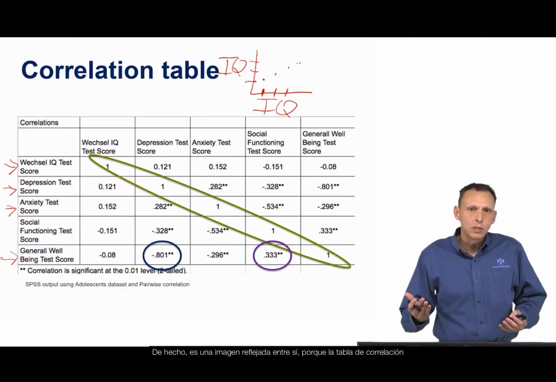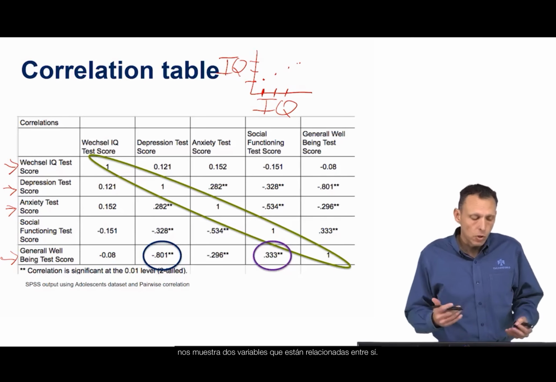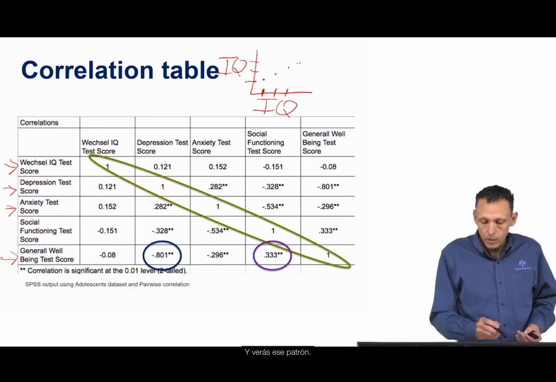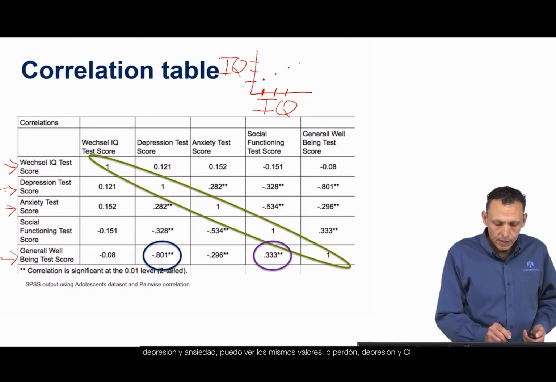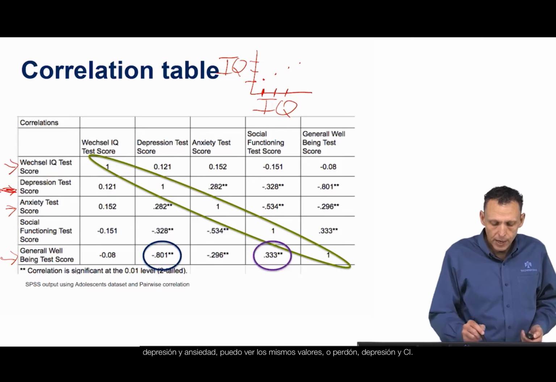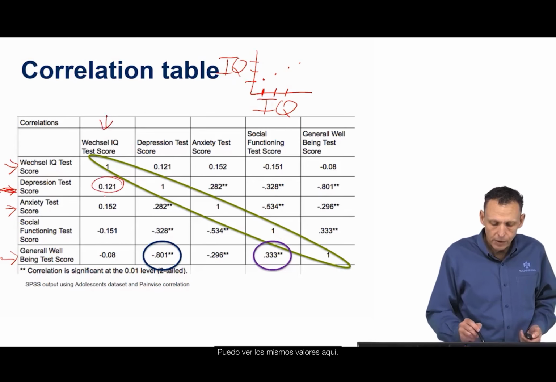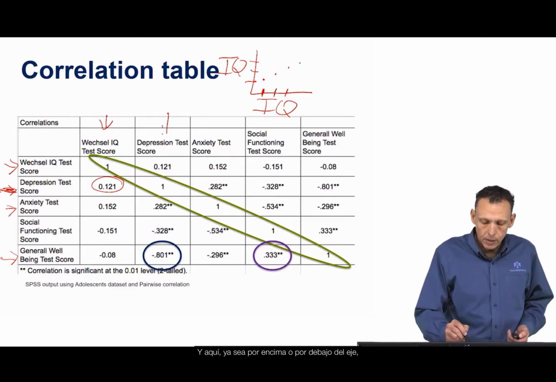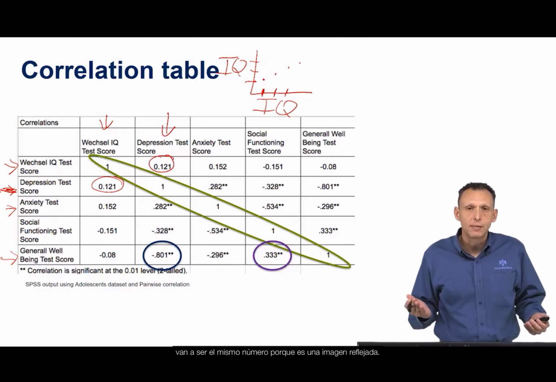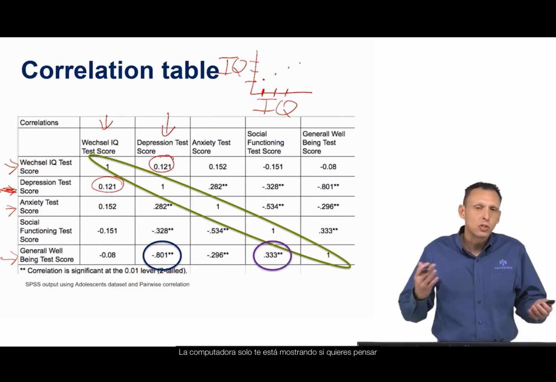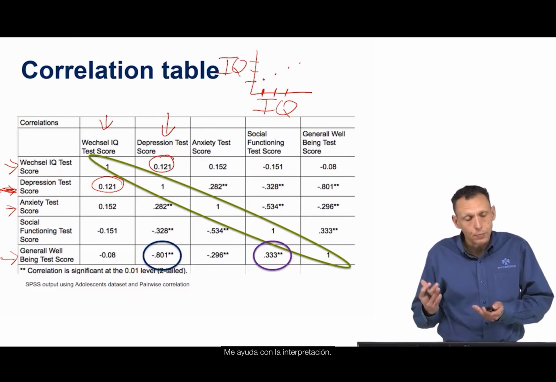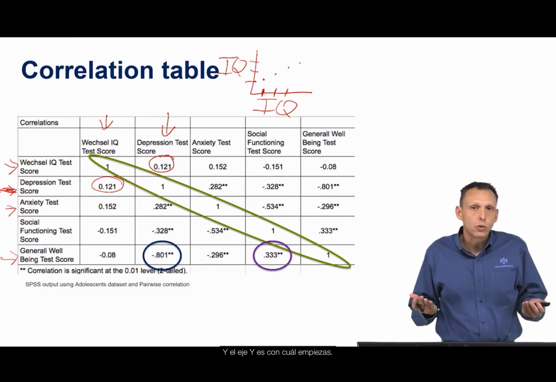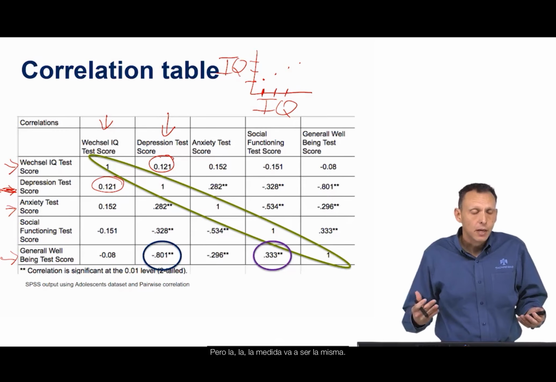In fact, it's a mirror image, because the correlation table is showing us two variables that are related to each other. And you'll see that pattern. If I ask for the relationship between depression and anxiety, I can see the same values as depression and IQ. I can see the same values here and here, whether it's above or below the diagonal. They're going to be the same number, because it's a mirror image. The computer is just showing you whether you want to think about one variable on the x-axis, which I often do, it helps me with interpretation, and the y-axis is which one you start with. But the measure is going to be the same. And that's why you see this.